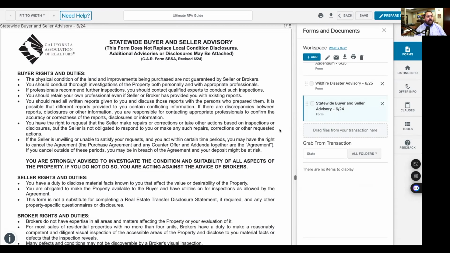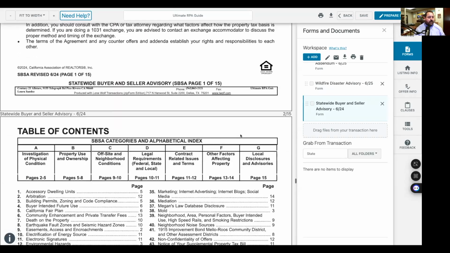So the statewide buyer and seller advisory technically should be, if you're incorporating it, incorporated with your offer, which means that if I'm sending an offer, I should also be sending this. I don't know how many pages it is now, 14 pages or whatever with my offer. I know that's a lot, but that's really the right way to do it, that this is supposed to go with it. Now, the statewide buyer and seller advisory is just that. It is an advisory. There's nothing to fill out.